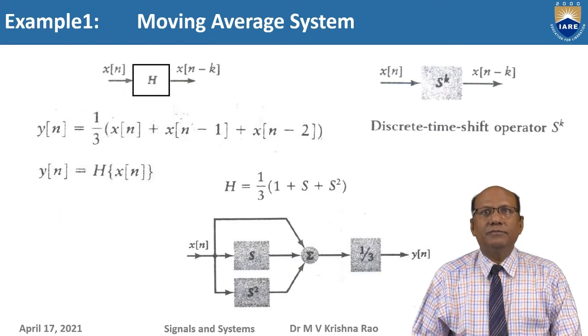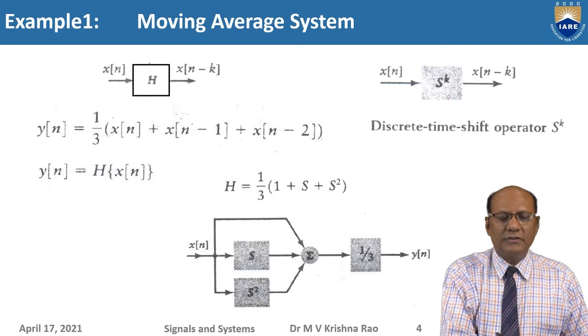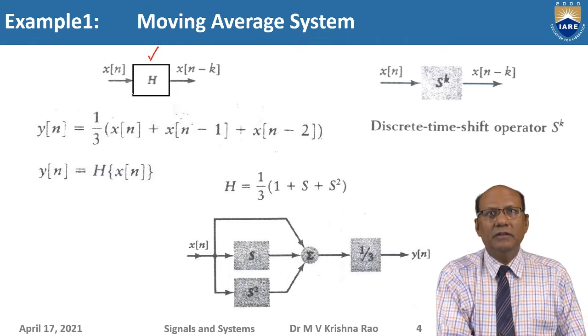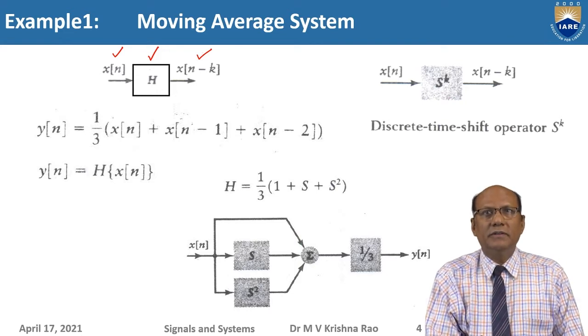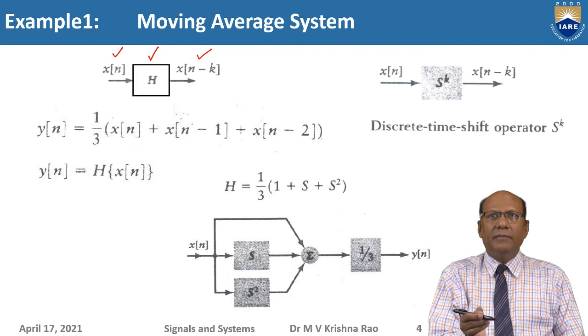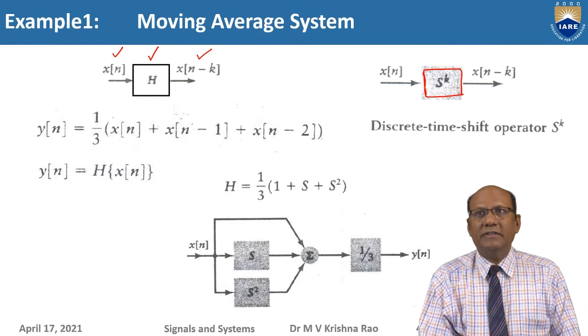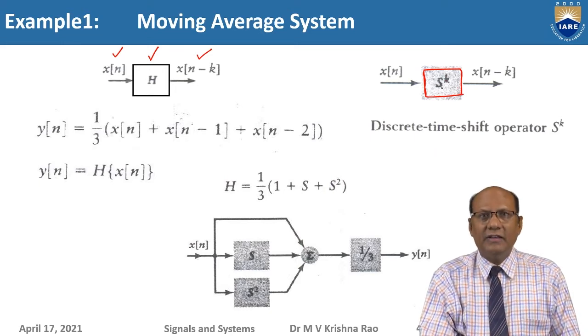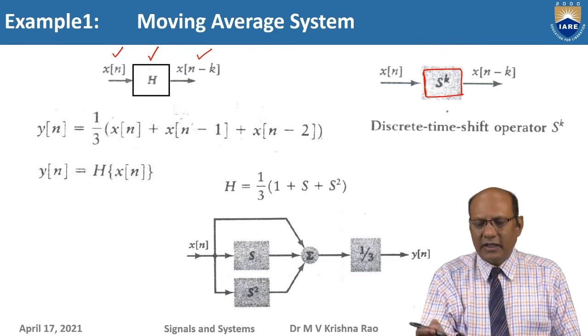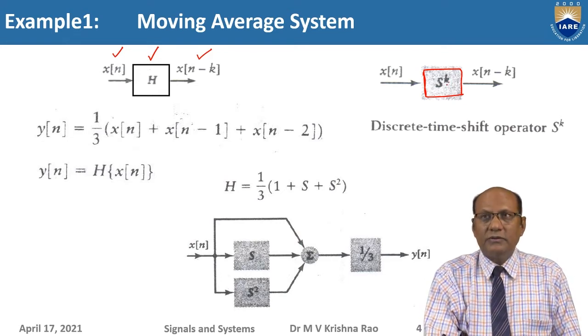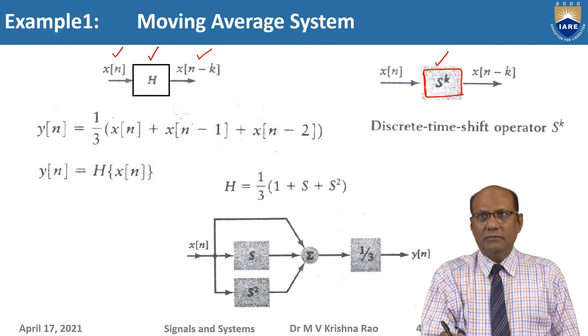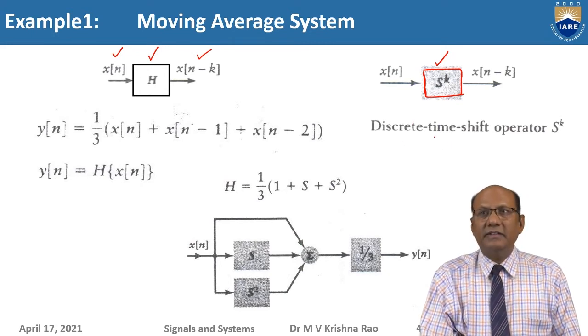Now let us take one example. Here I am showing a system H. What is it doing? It is taking the nth sample of the input and delaying it by k units. N minus k means delay. The set of operations I am doing here is the delaying operation, delaying by k time units or k indices. I represent that as S to the power k, where S is the discrete time shift operator.